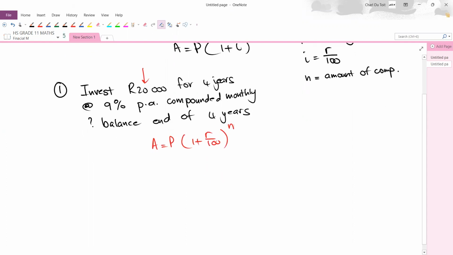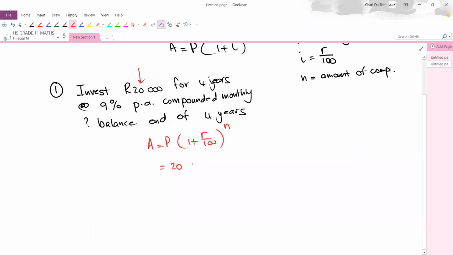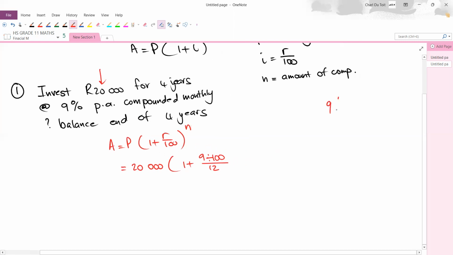So we're going to deposit 20,000 Rand at the beginning. Now your interest rate is 9% per annum, but I'm going to divide that by 12. So I'm going to divide 9 by 100 first to give 9%, and then divide that by 12. Why? If I'm giving you 9% per annum, or per year, it actually means I'm giving you 9 divided by 12% every month.